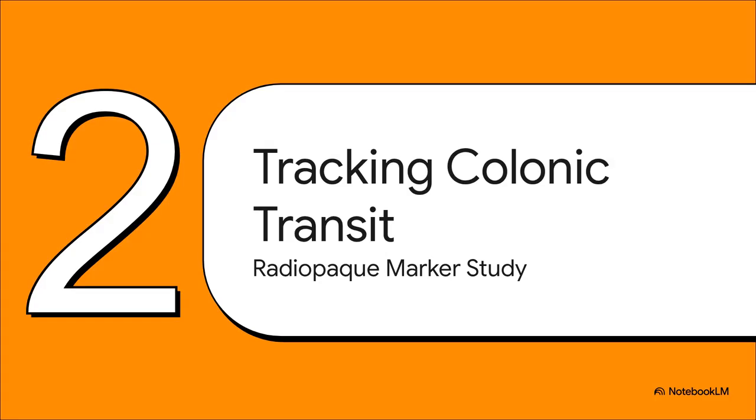All right, first up is a real workhorse, the radio-opaque marker study. This is often your first step when you want to check out colonic transit time. Why? Because it's simple, it's widely available, and it gives you a clear answer to a very basic question: how fast is stuff moving through the large intestine?